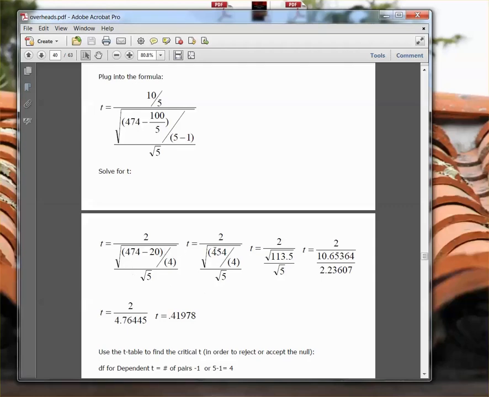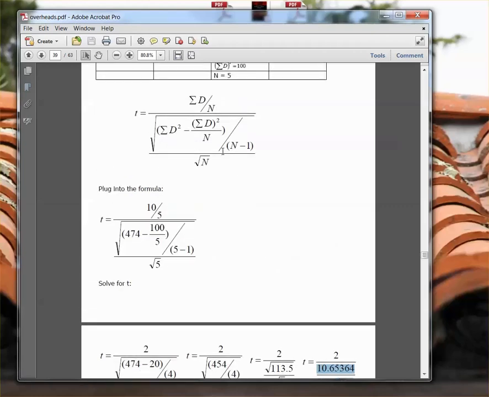Next, 474 minus 20. Then you're going to divide out these guys, right? Now remember, you can get a little confused here. This is standard error of the mean, right? So what you're going to do is calculate your standard deviation first. That's what this top part of your denominator here is. So go ahead and divide that out, right? And then go ahead and take the square root of both. That's what I've done in this last step. So what you're going to do here at the very end is this is the standard error of the mean. So you need to divide 10.65364 by 2.23607. That's really the only trick with the dependent t-test, is because it's standard error of the mean.